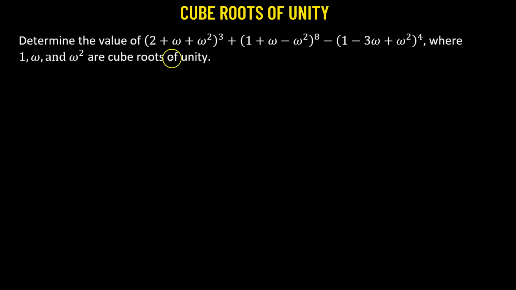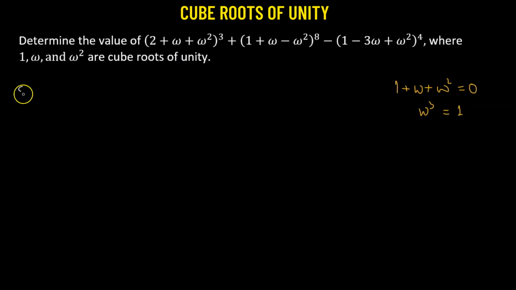Let's find out the value of this given expression. Here we are provided with the fact that 1, omega and omega square are cube roots of unity. This would mean that if we take the sum of the roots, 1 plus omega plus omega square, this value will be equal to 0. And if we take the product of the roots, that's omega cube, this value will be equal to 1. So we'll use this fact here.